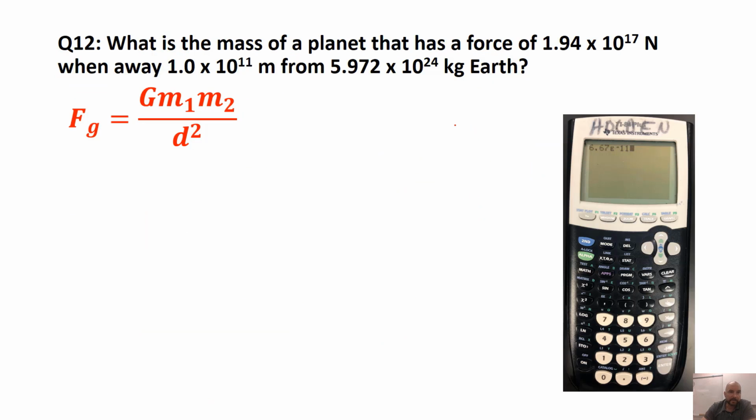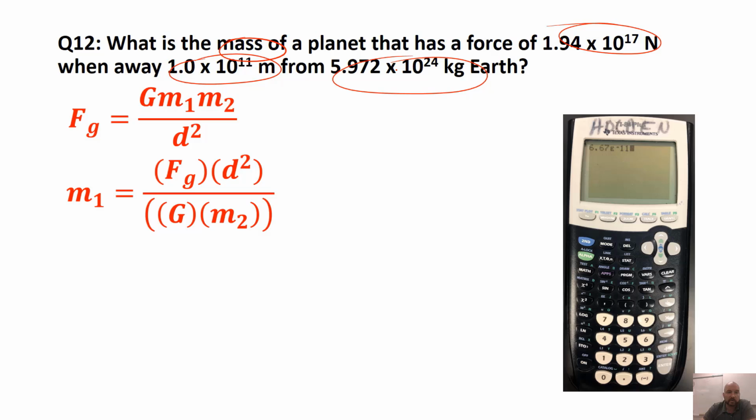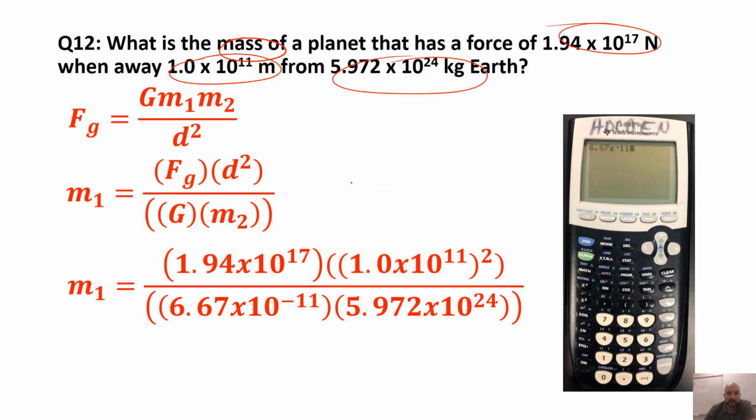Moving on up, we're going to go to number 12, and here we're asked for the mass of the planet. We're given force, we're given distance in meters, we're given kilograms, and so we're looking for a mass. Doesn't matter if you have mass 1 or mass 2. We're solving for one of these masses. Since we're given the mass of the Earth, the way I set it up, mass 2 would be the one we know. So we plug in our values just like that.